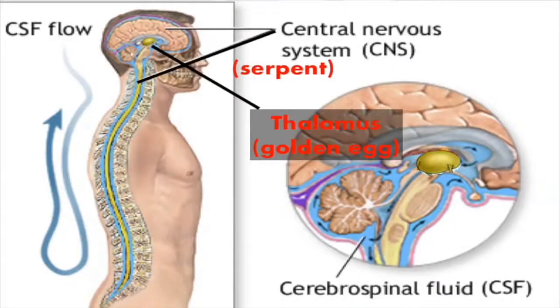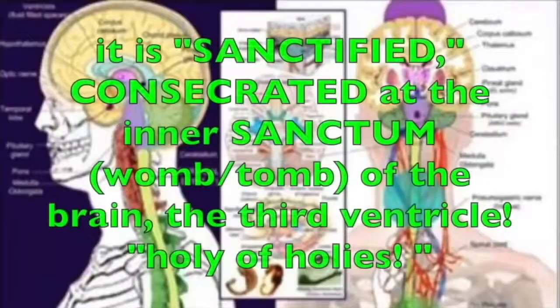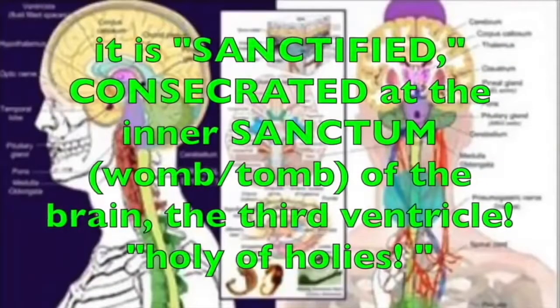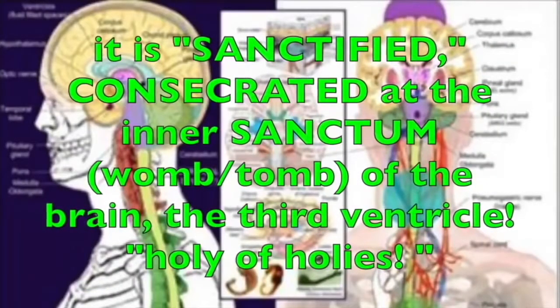It travels down, or in other words, the cave. It travels down, or the manger. It travels down the spine and rises up again like the phoenix after being crucified at the blood-brain barrier at the 33rd degree. Christ is crucified at the 33rd, age 33, the 33rd vertebrae, called Golgotha, the place of the skull. It is sanctified, consecrated at the inner sanctum, the womb, and the tomb.